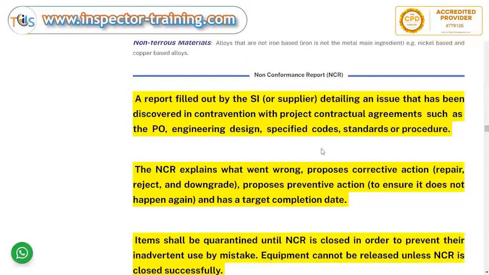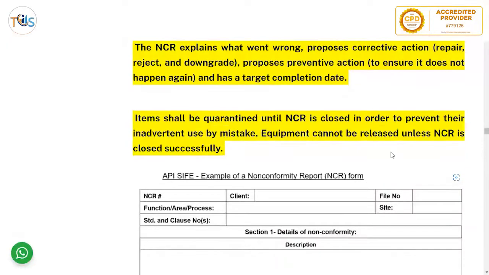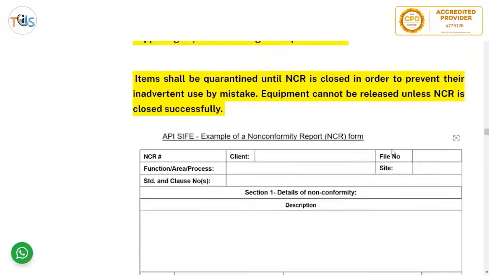A non-conformance report is filled out by the source inspector, or it can be done by the supplier, and says that there was a contradiction or contravention of activity against the contractual agreement, such as purchase order or engineering design. So a non-conformity happened against a specified code, standard, or procedure. So the NCR explains what went wrong, proposes corrective action, repair, reject, downgrade, proposes preventive action to ensure it does not happen again, and should have a target completion date.